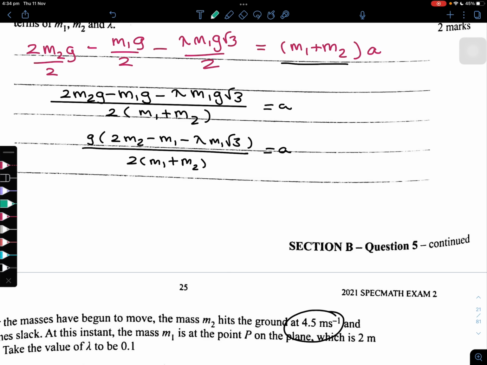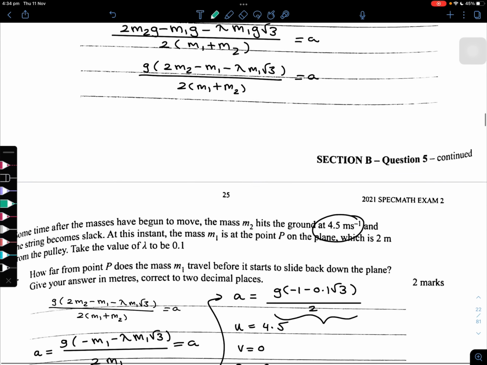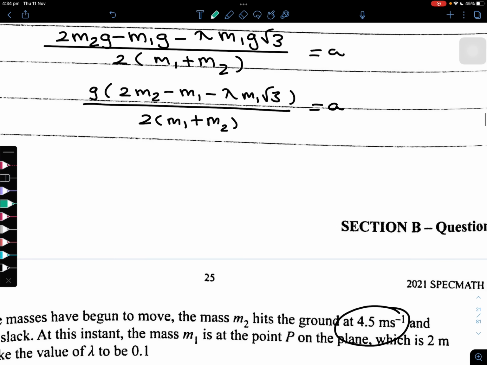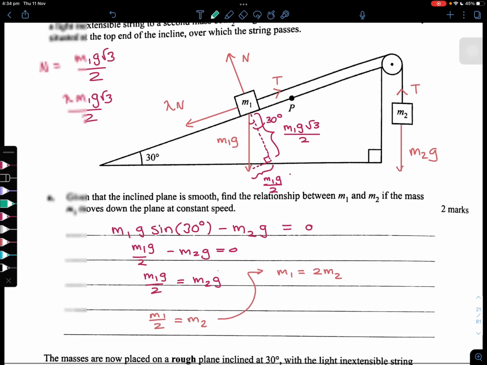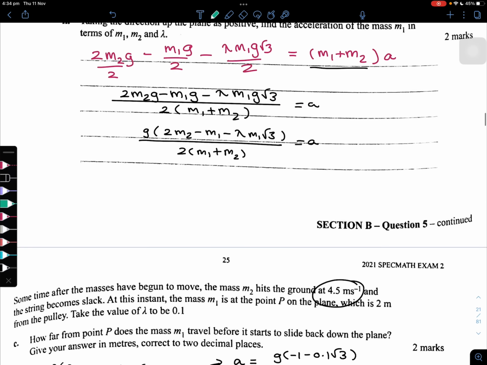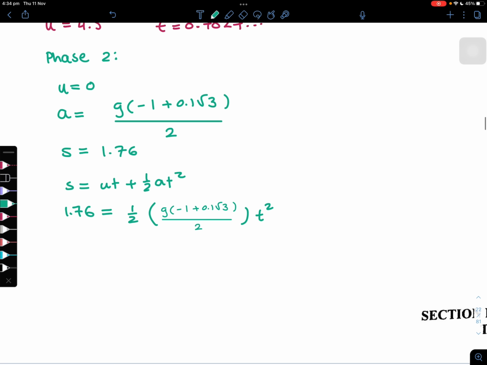Remember, this was taking direction up the plane as positive. So it does make sense that I make that part positive, because initially our friction is going down that way, so that's negative. But now we're going down the plane and the friction is working upwards, so the friction is positive now. Okay, so that does make sense logically, but what's not making sense here?